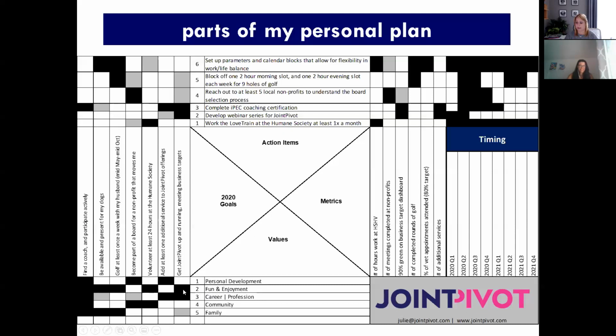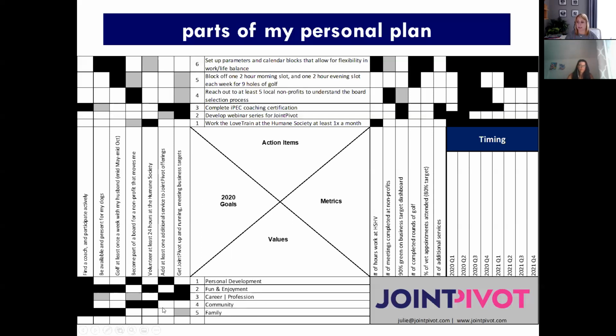So fun and enjoyment has a strong impact on getting Joint Pivot up and running, because I do find this fun. Volunteering my hours at the Humane Society, that's fun and enjoyment to me as well. And then the golfing, being with my dogs, and finding a coach. Those were all things that were fun. So I know for me, when I go through this, that was a big one to try and get done, because it is so intricately tied to so many of my goals that I know it's going to have a big impact on my value.